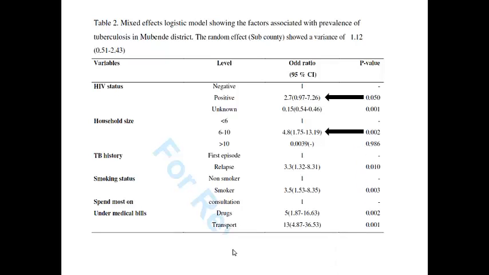A TB patient was almost 5 times more likely to have come from a household that has between 6 and 10 individuals, and almost 4 times more likely to be a smoker. But on the economic side, we see that individuals spend more money on transportation. And this is evident of the long distances that these people have to move to access this medication, and the lack of equitable distribution of quality hospitals. There is one hospital that these people have to go to regardless of how far they live.